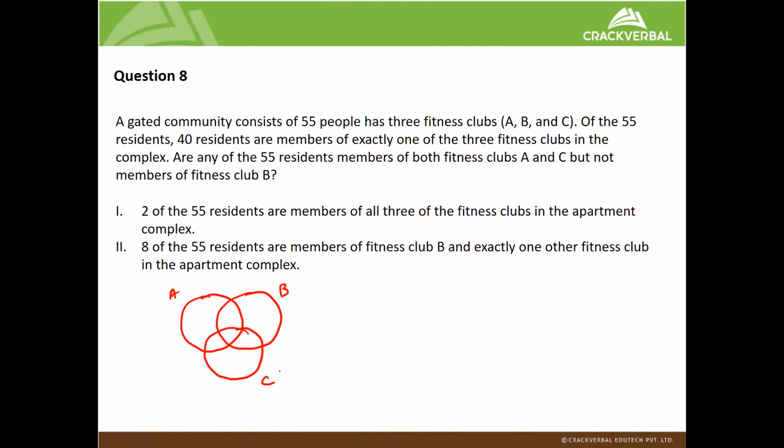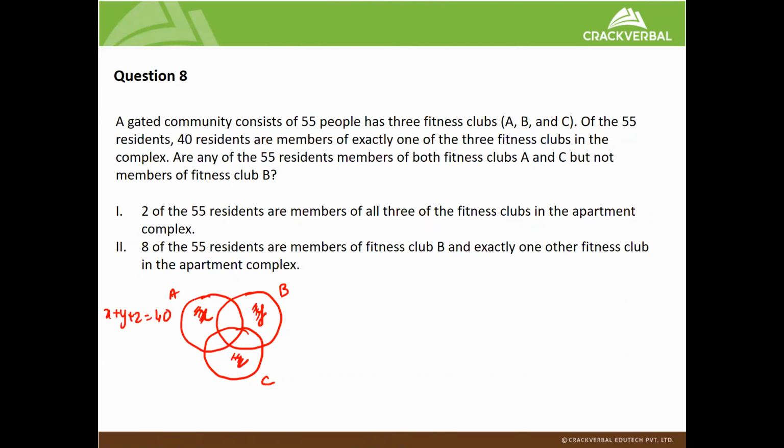Of the 55 residents, 40 residents are members of exactly one of the 3 fitness clubs in the complex. So the regions which represent exactly one is going to be this region, and this region. So I'm going to call this X, I'm going to call this Y, and I'm going to call this Z. So what I've been given is X plus Y plus Z has to be equal to 40.